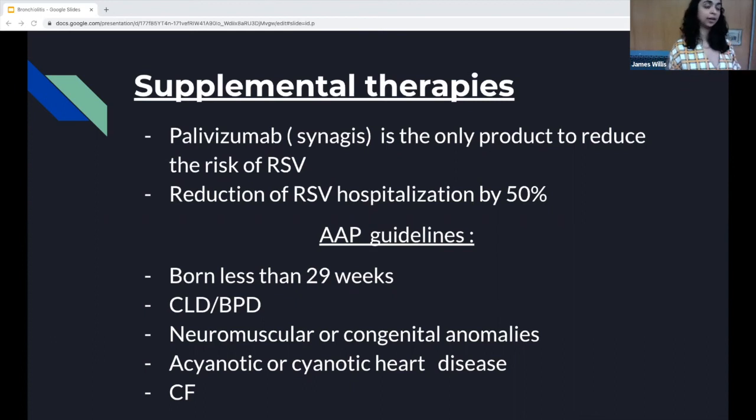There's pretty strict guidelines on who can actually receive this. Generally, it's infants that are born less than 29 weeks, those with BPD or CLD, those that have neuromuscular or congenital anomalies, those that have acyanotic or cyanotic heart disease, and CF was just added as well. During the RSV season, clinicians may administer up to 5 doses of Synagis, and it has been shown to decrease the hospitalization rate in these children by 50%.